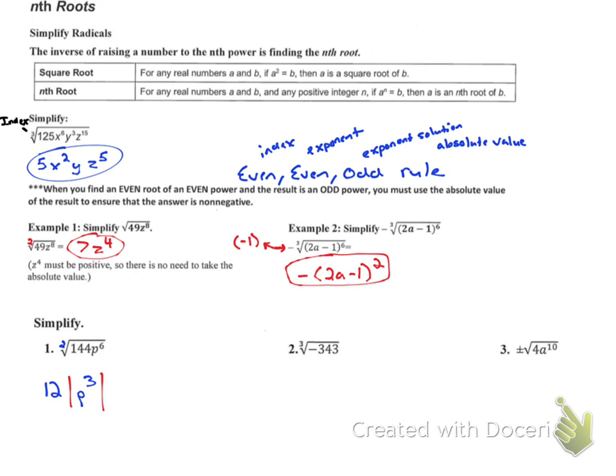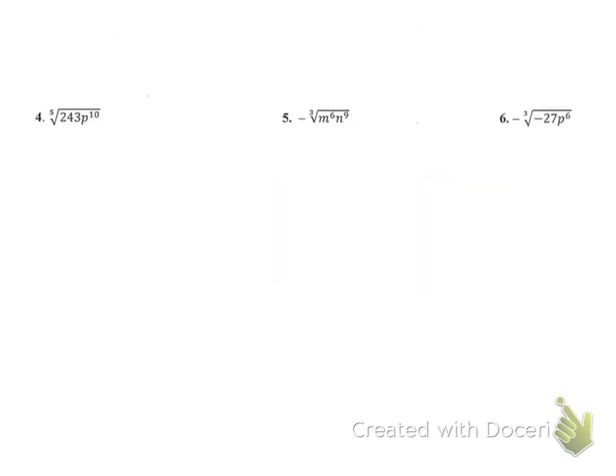Go ahead and do numbers 2 and 3. All right, number 2. What is the cube root of negative 343? 7, or negative 7. Negative 7. Good. Number 3, what's the square root of 4? 2. And then what's 10 divided by 2? 5. So you put it in absolute value. Nice, Royce. Even, odd rule there. Good man. All right, go ahead and do 4, 5, and 6.